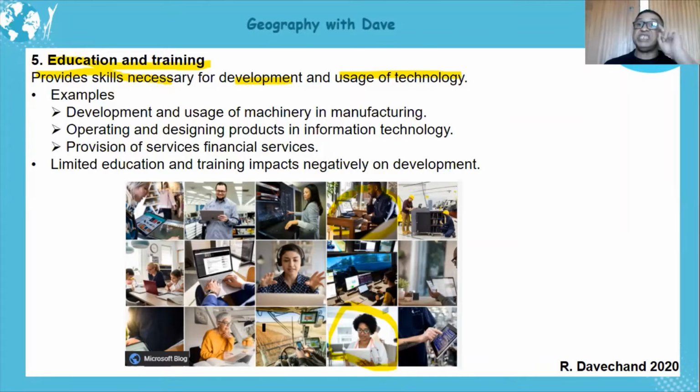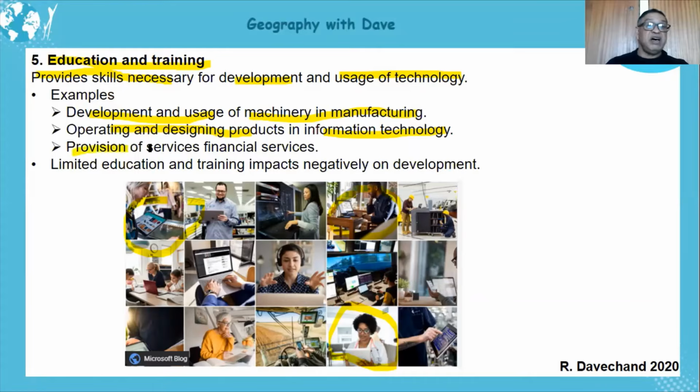And education provides that. Of course, it's not just your school, but your education in skills. So it's development and usage of machinery in manufacturing, isn't it? Skills you need to develop the machine and to use it in manufacturing anywhere. Operating and designing products for information technology, like these people are doing. You understand? All these guys are doing here. They're doing it for information, computers, etc.